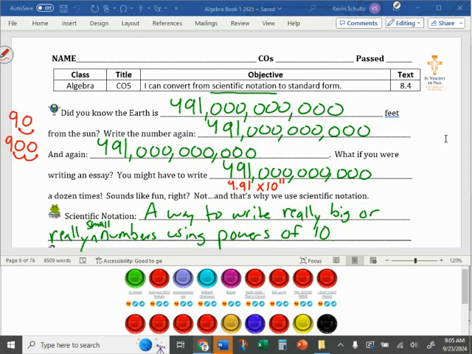Because sometimes it's not going to be 491. There will be 3 numbers there. Maybe it's 491,800,000. Now we have 4. So it's always just one digit to the left of the point, just keep things consistent. And then how many times that decimal needs to be moved to get to the end of the number. Okay? Let's look at some here.